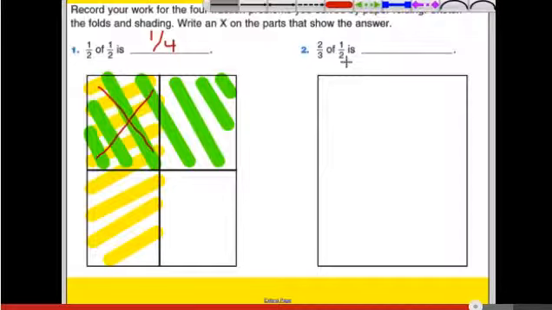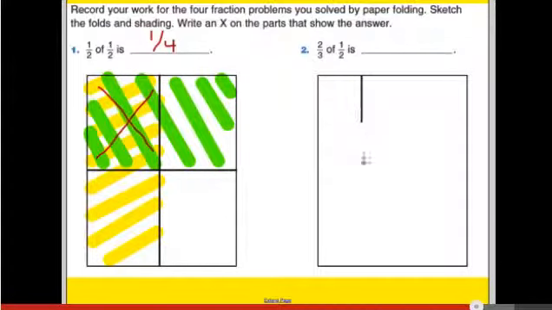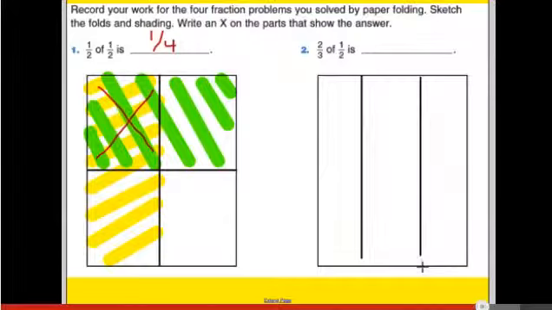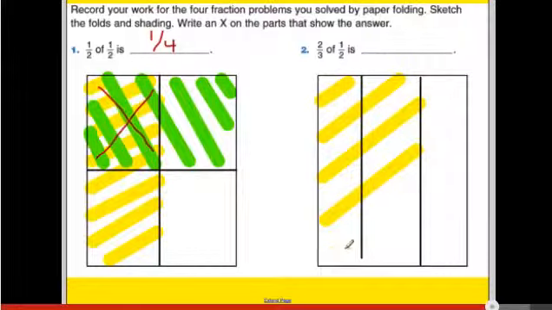Okay, we've got 2/3 of 1/2. So my first one is 2/3, my first fraction. So I'm going to make thirds. I'm doing this kind of quickly because I'm running out of time here on my video. But, so here's 2/3, and I'm going to shade 2/3 of it. All in the same direction. Okay, now I have shown 2/3.